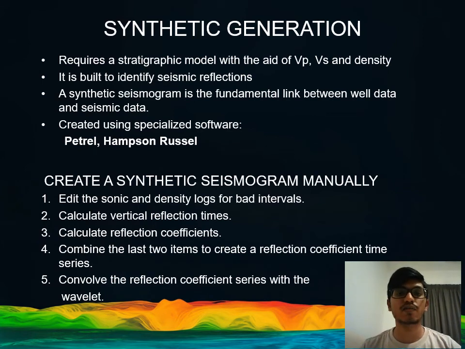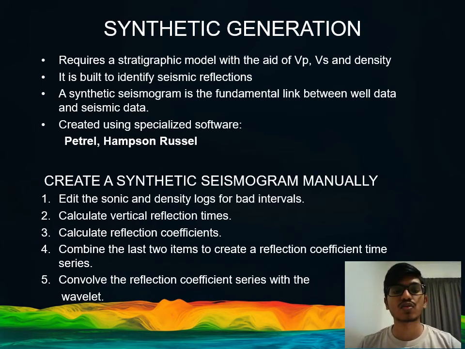Next we have the synthetic generation. Basically, a synthetic seismogram requires a stratigraphic model with the aid of P velocity, S velocity, and also density. The purpose of this synthetic generation is to identify the seismic reflections in the data. A synthetic seismogram is a fundamental link between well data and seismic data. Geophysicists are able to create a synthetic using specialized software such as Petrel and Hampson-Russell.